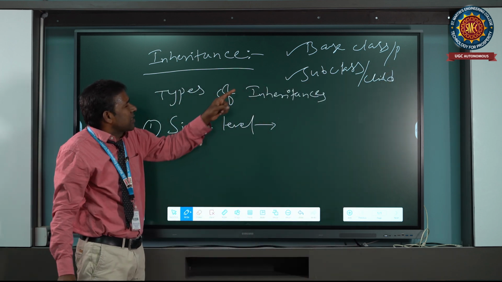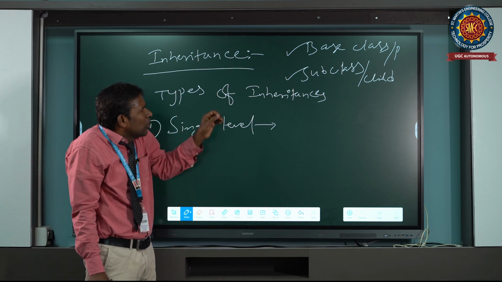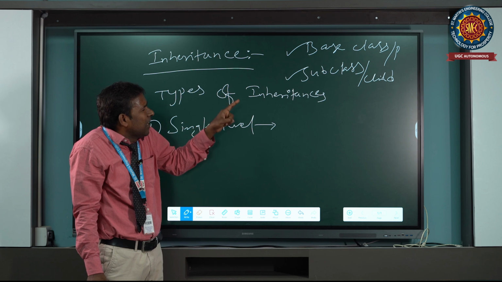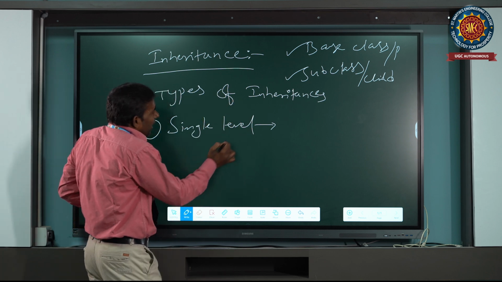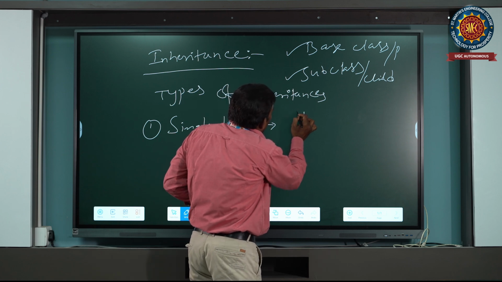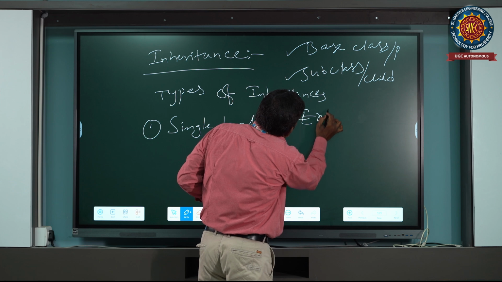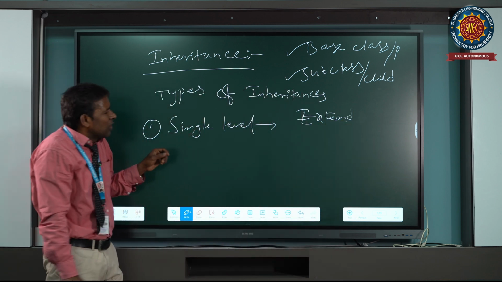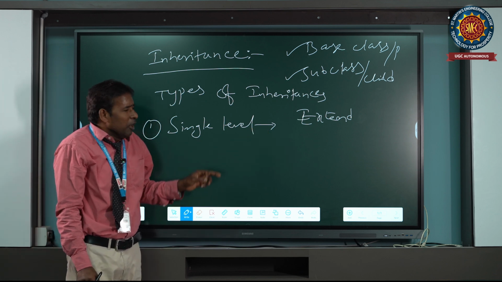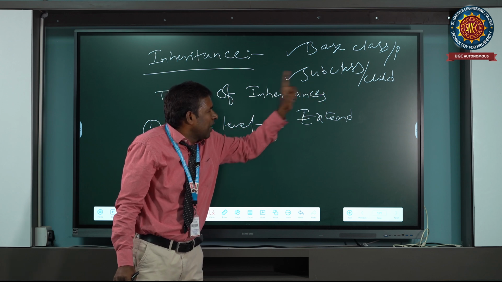Yes, we have the base class and subclass. I created the base class. How can we get those base class properties and methods in the subclass? For that, we use the extends keyword. In inheritance, we use one keyword, the extends keyword. By using the extends keyword only, we can get things from the base class into the subclass.